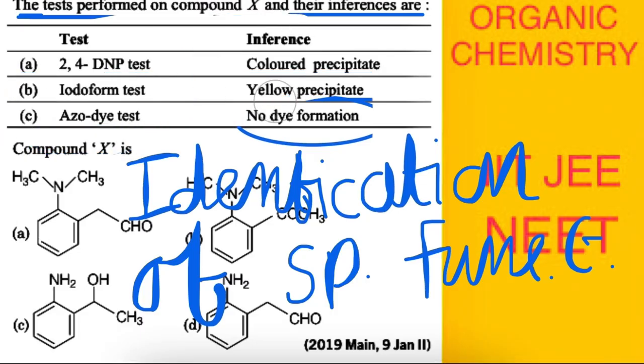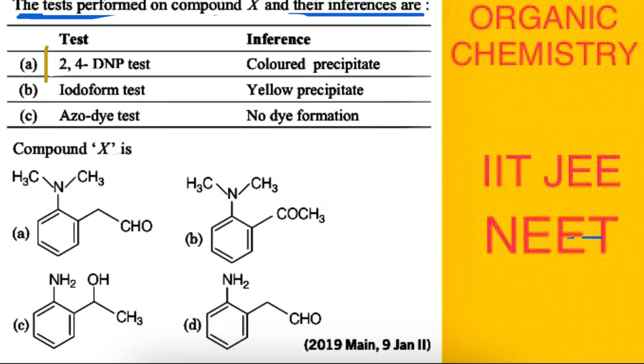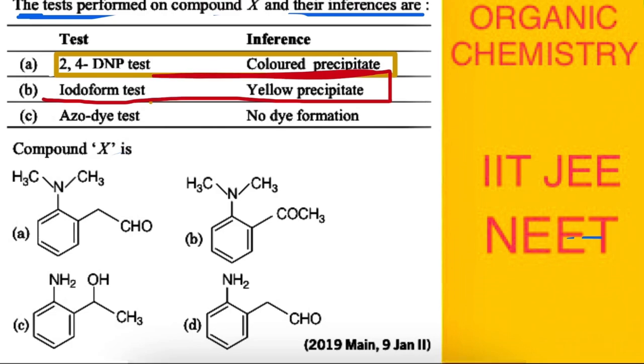In the options we can see the 2,4-DNP test gives a colored precipitate. That means aldehyde or ketone is present. Okay. Now see, all the compounds have aldehyde or ketone present. Okay. Iodoform test gives a yellow precipitate.